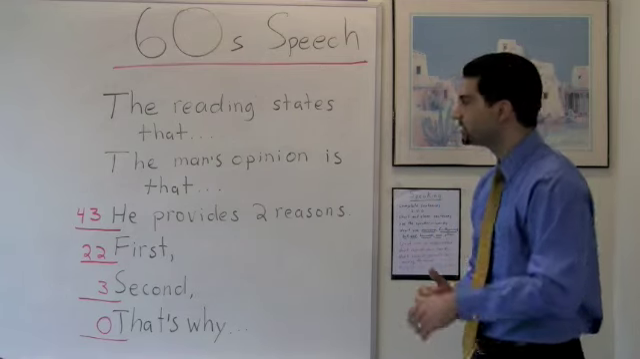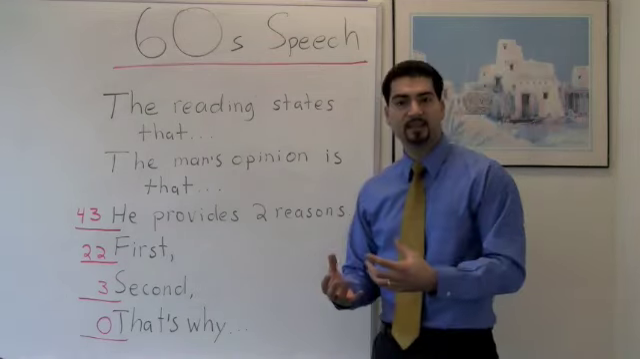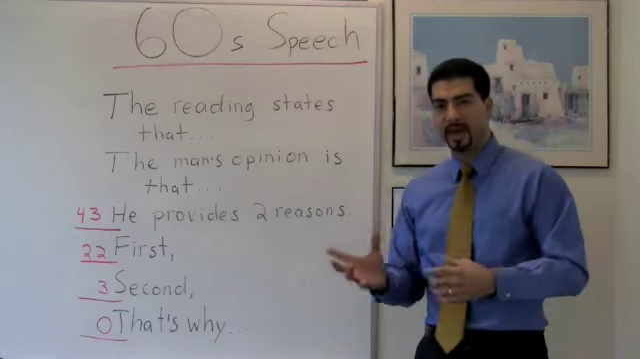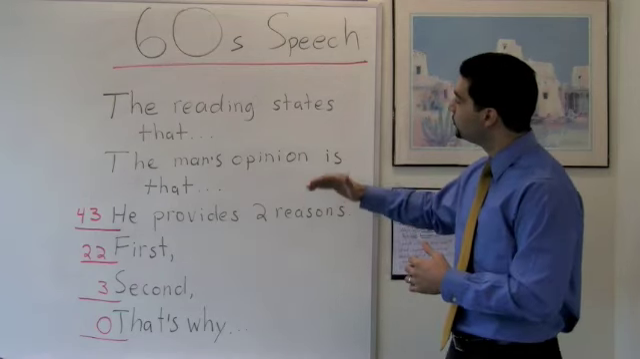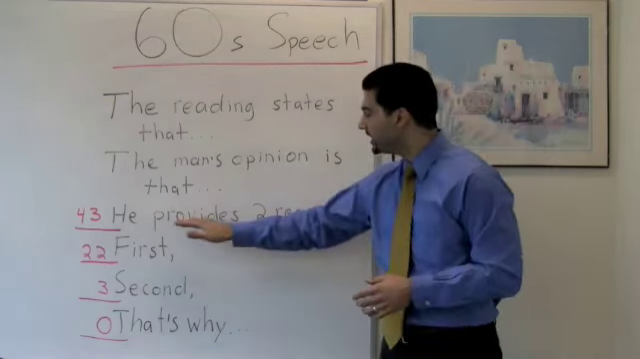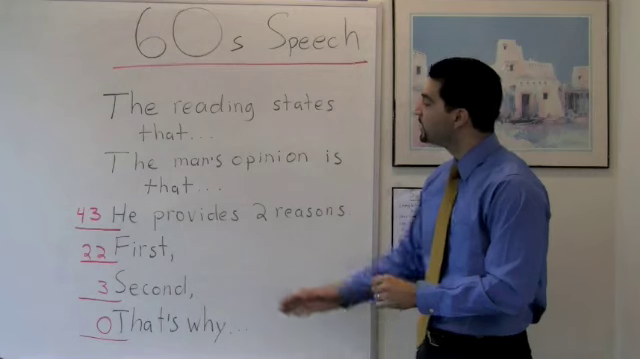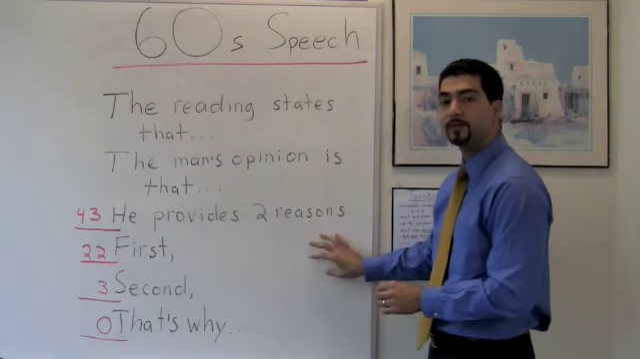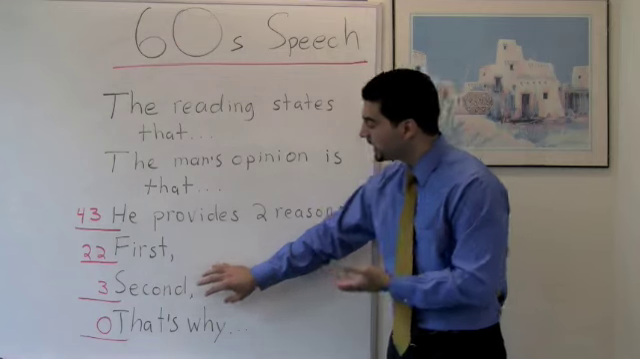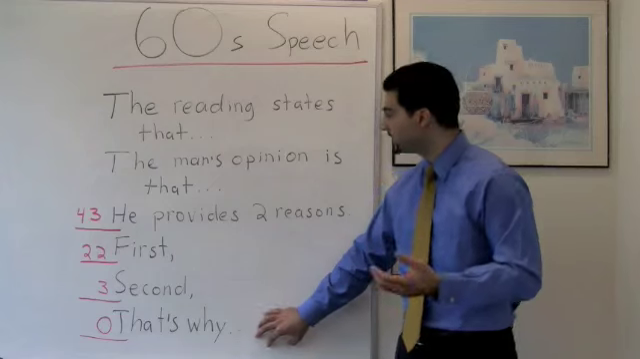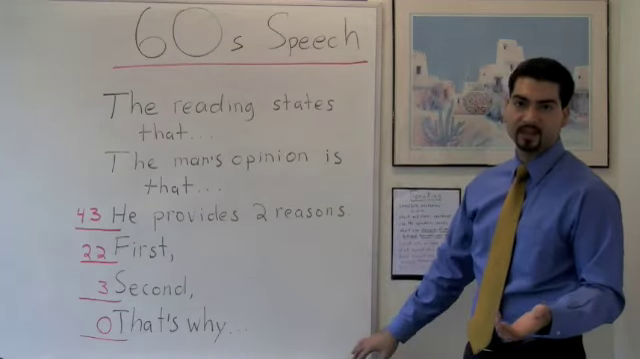The next sentence, the man's opinion is that, and tell me what that is. This is a great idea. This is a good or a bad idea. Then after you give me the man's opinion, you're going to say he provides 2 reasons. So it's nice, clear, and structured. Then you say first, describe the first reason, right? Second, describe the second reason, and then finish with a conclusion. That's why the man thinks it's a great idea.